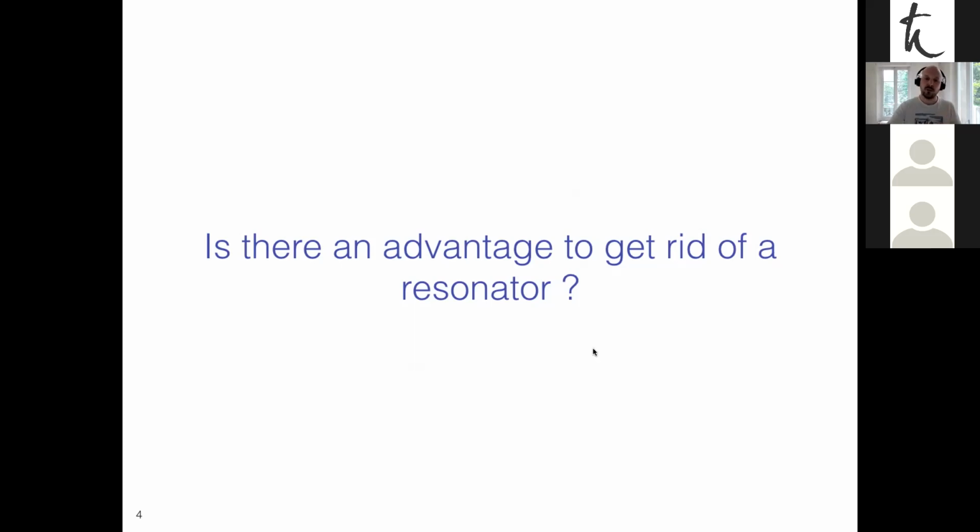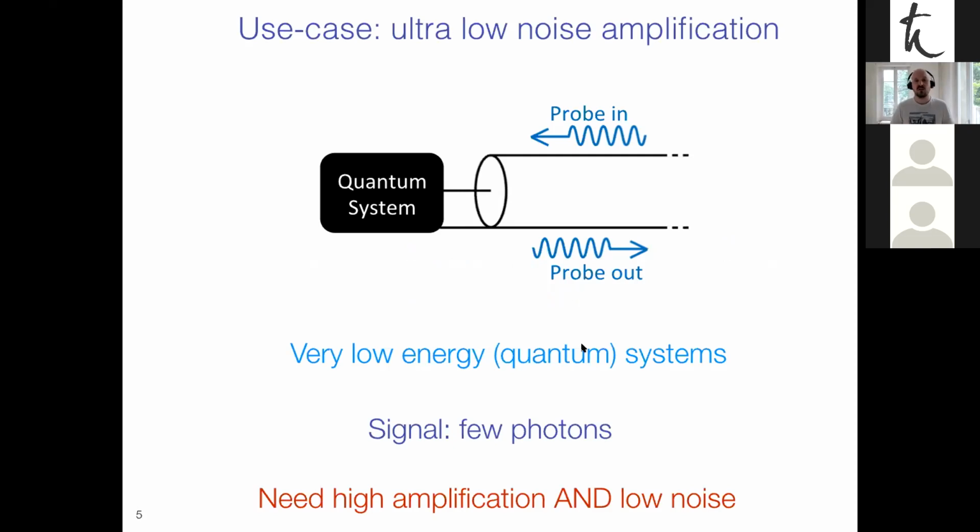The key point is that if you want to get rid of your resonator, you need to engineer a bit better the material of your experiment, basically the metamaterial, because if a resonator is used to enhance light matter interaction, now you need to work in a different direction to increase again this light matter interaction, and this is what I'm gonna tell you today. Of course, there are many applications. I had to choose one, and the use case I'm gonna discuss today is ultra low noise amplification.